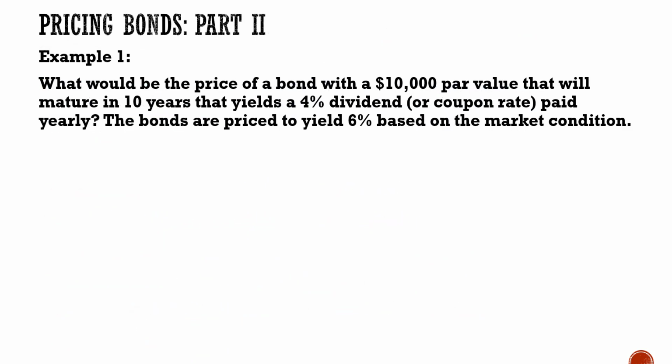Example 1, what will be the price of the bond with the 10,000 par value that will mature in 10 years that yields 4% dividend. So this 4% dividend is also called coupon rate. So the interest payment or dividend is based on the dividend rate, and it's paid yearly. So we have two processes. First process is discount the par value.